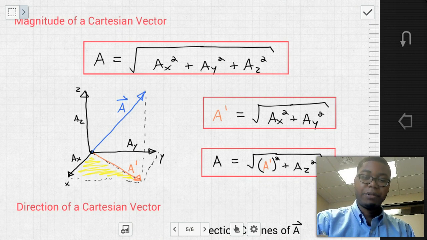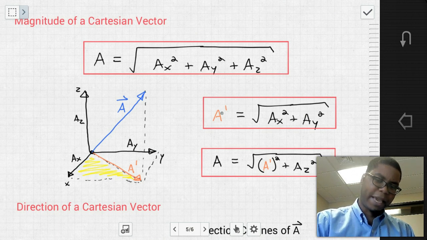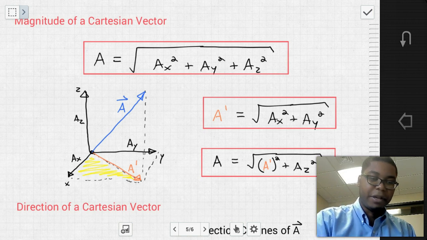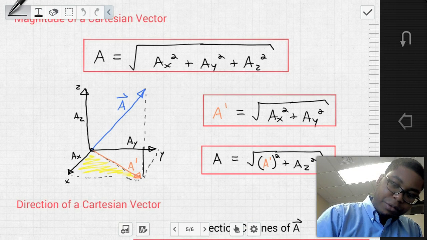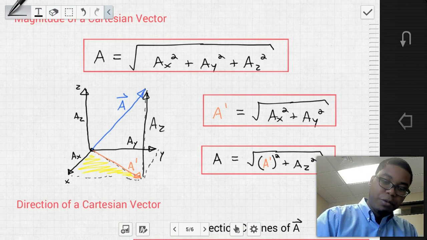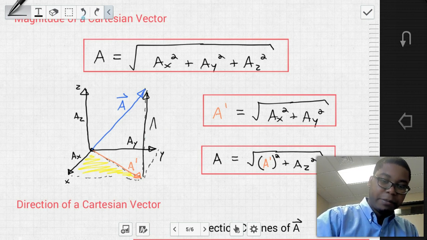Now we can also find the magnitude of pieces or components of the A vector. Say we have ax and ay. If we use Pythagorean for ax and ay, we'll find A prime, where A prime is a projection of A in the xy plane. And in order to get A from A prime, we can say A is equal to the square root of A prime squared plus az squared, where az is the only missing component. So this here is az. We're completing that triangle to find the magnitude of A.